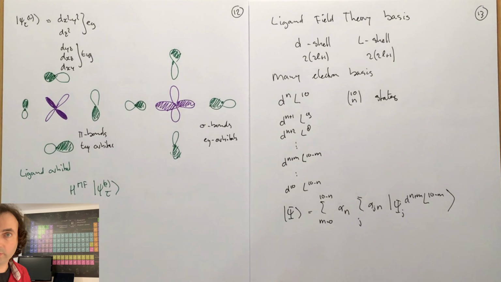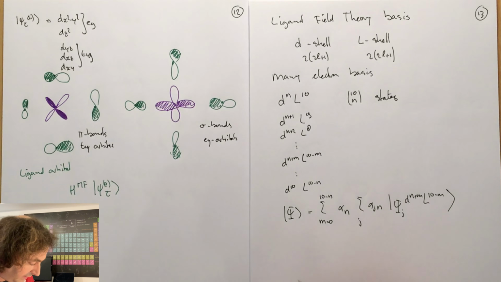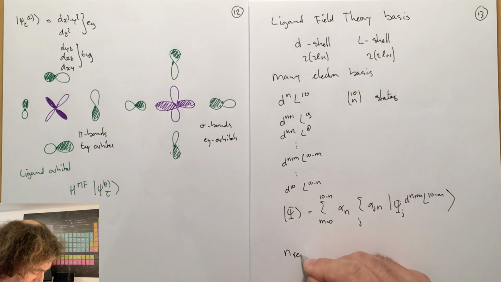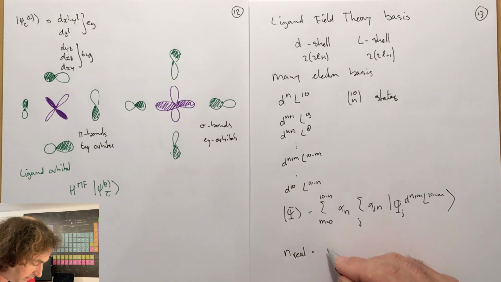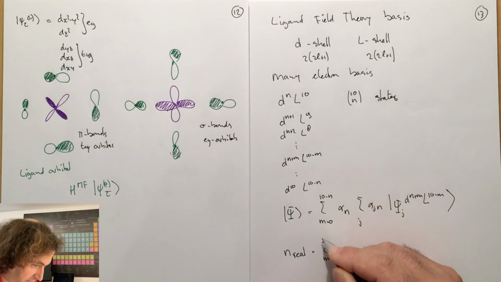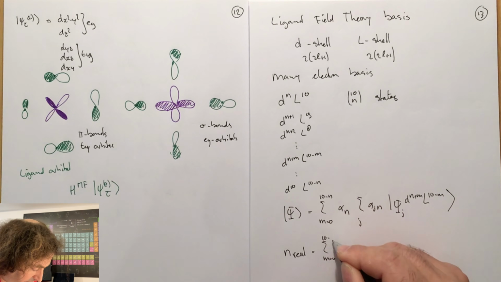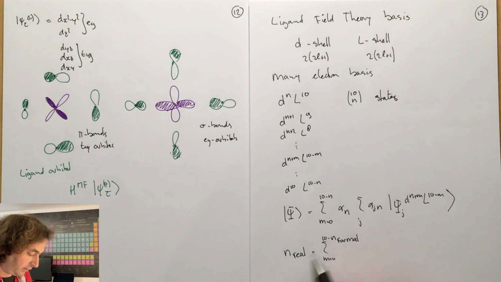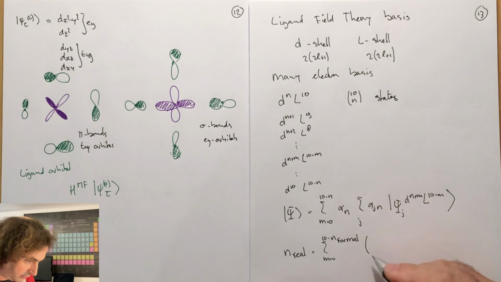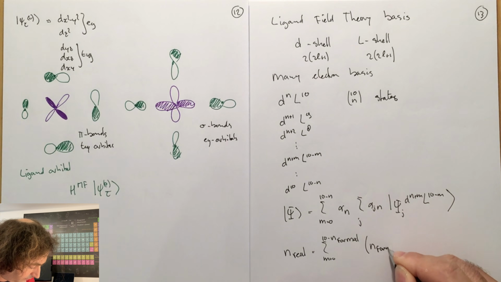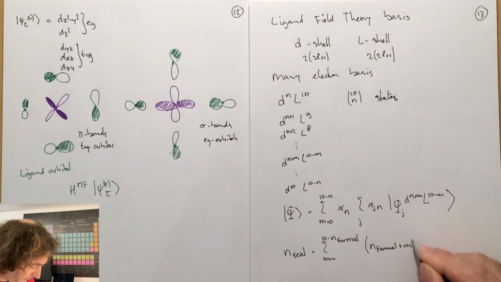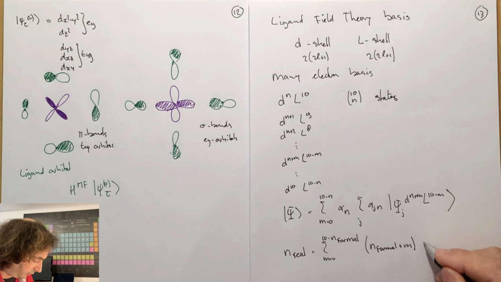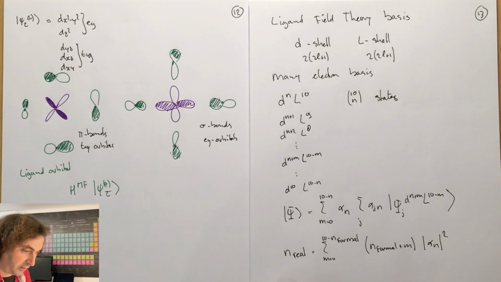Now with this we can also have a look at the occupation of electrons. The number of electrons that we really have locally is given by the sum over m from 0 to 10 minus n, and this is now the formal valence. Let's include here the difference between the real and the formal number of electrons: n formal plus m is the number of electrons in each configuration, and alpha_n is the prefactor of that configuration. The sum over j of the norm squared of alpha_j^n is equal to 1.